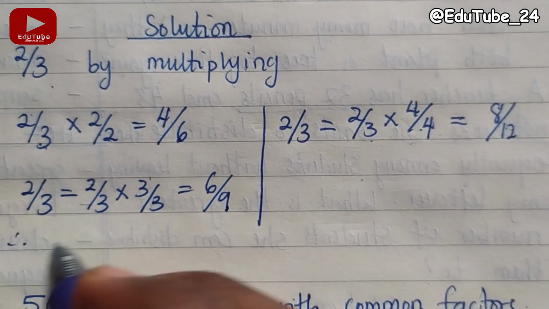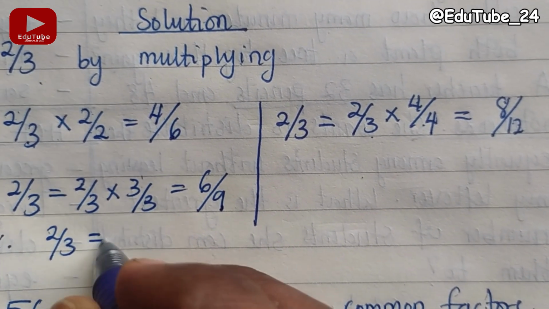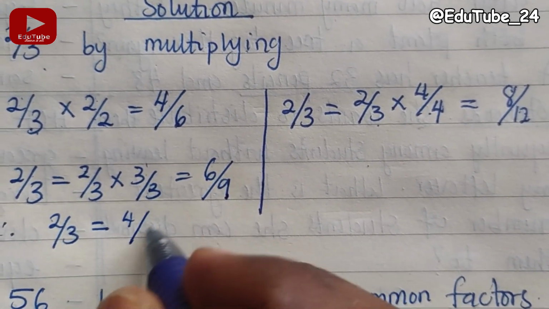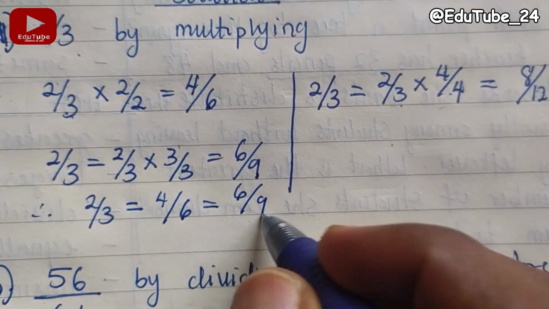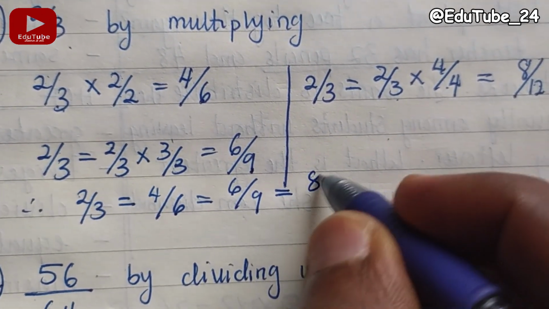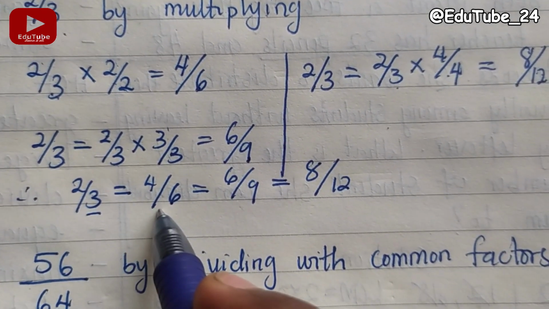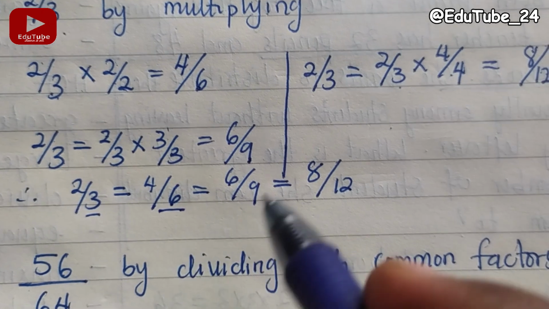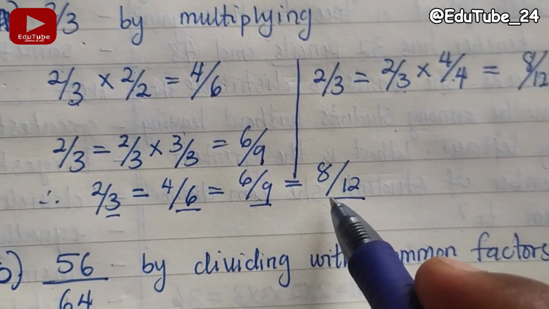Therefore, 2 out of 3 is equal to 4 out of 6, is equal to 6 out of 9, and is equal to 8 out of 12. So 2 over 3, then 4 over 6, 6 over 9, and 8 over 12 are equivalent fractions.